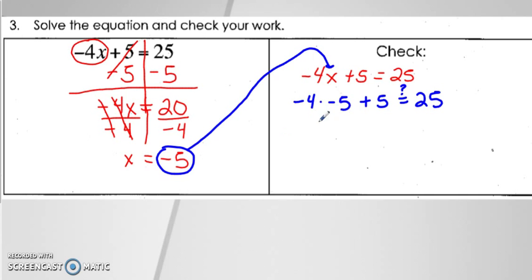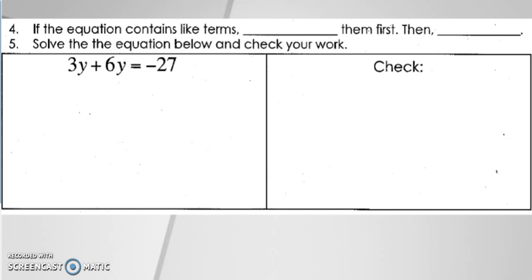A negative times a negative is a positive number. 4 times 5 is 20. 20 plus 5 is 25. Therefore, I did get the correct answer. My answer checks out.